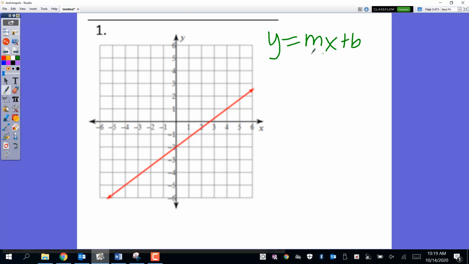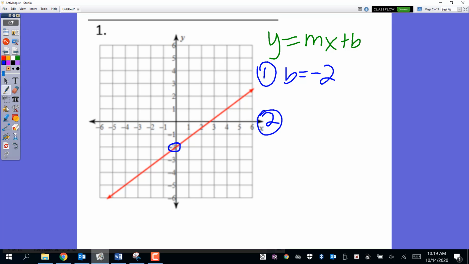Okay, so the first thing I need to figure out is my y-intercept. So first, what's my b? We know we're looking at the y-axis to figure out where that is. So where does the graph cross the y-axis? It's right at this point right here, and I can see that's at -2. So I already have one part done. Yay, I found the b.